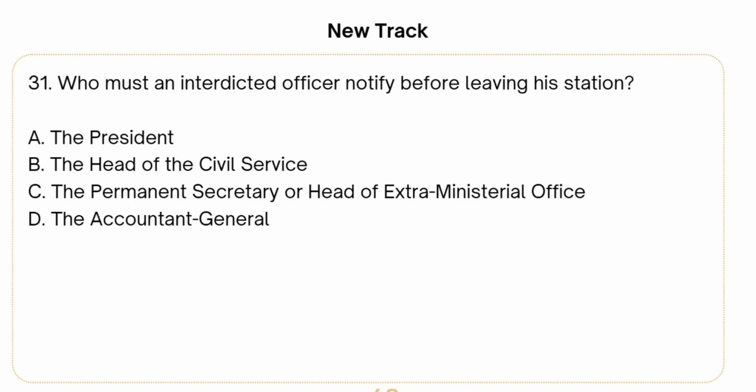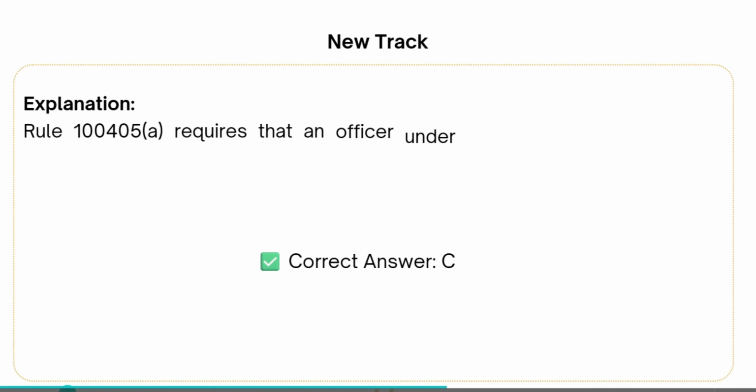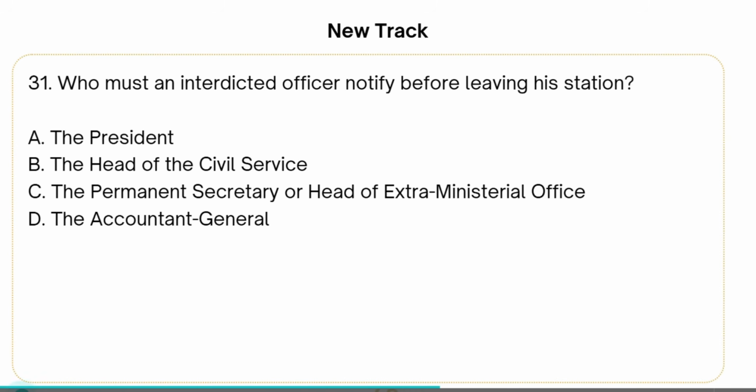Question number 31. Who must an interdicted officer notify before leaving his station? A. The President. B. The head of the civil service. C. The permanent secretary or head of extra-ministerial office. And D. The accountant general. The right option is option C, and option C says the permanent secretary or head of extra-ministerial office.